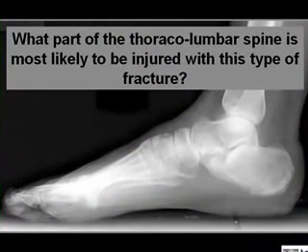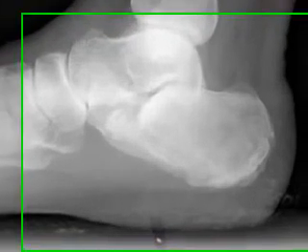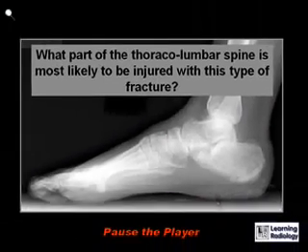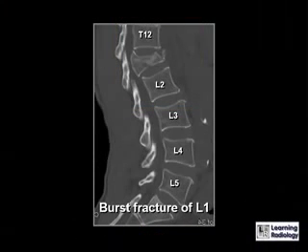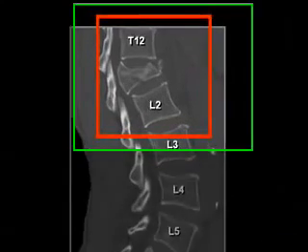The question is, what part of the thoracolumbar spine is most likely to be injured with this type of fracture? You can pause your computer or MP3 player while you think about it. And if you said T12, L1, or L2, you would be correct.